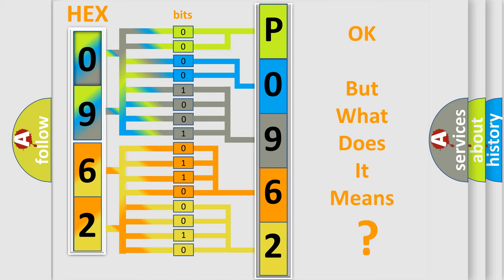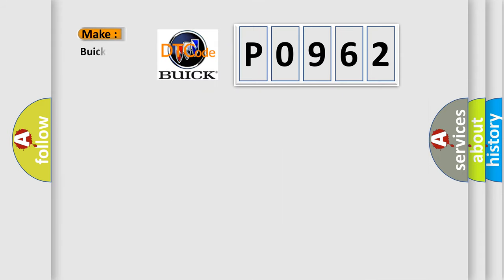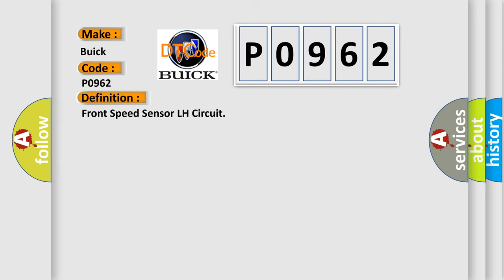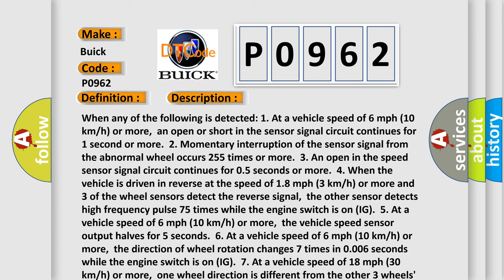The number itself does not make sense to us if we cannot assign information to what it actually expresses. So, what does the diagnostic trouble code P0962 specifically mean for Buick? The basic definition is front speed sensor LH circuit. And now this is a short description of this DTC code.